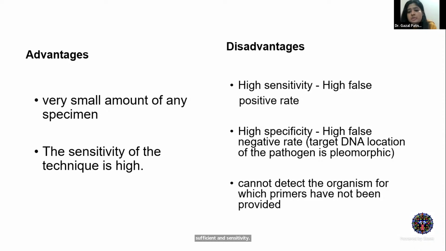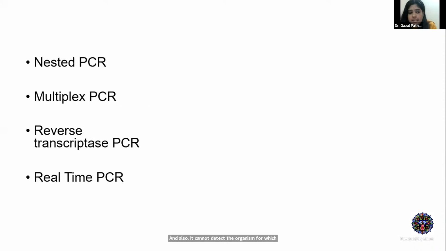However, high sensitivity comes with a high false positive rate. High specificity comes with a high false negative rate. And also it cannot detect an organism for which primers have not been provided. Various other types of PCRs are available, that is nested PCR and multiplex PCR. Nested PCR I just discussed. Multiplex PCR has an added value when you have a negative result. The samples are very small and it can help detect multiple organisms.